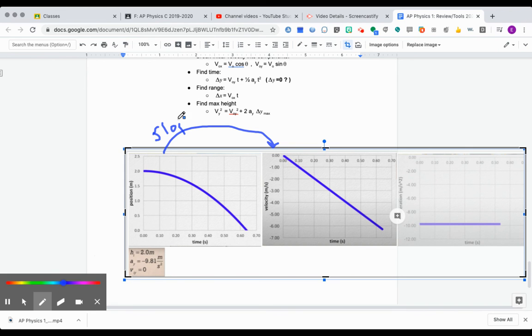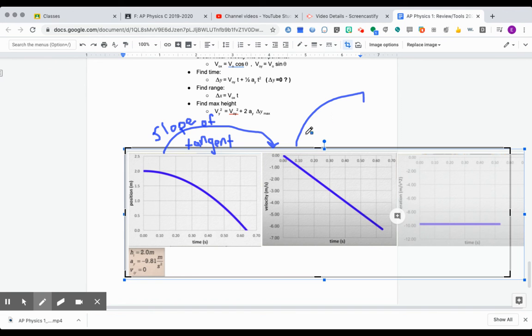To go from position to velocity, we take the slope of the tangent lines if it's a parabolic curve. If it's not a parabolic curve, we can just take the slope of the linear line, and that slope will be equal to the acceleration. So to go from position to velocity to acceleration, we take slopes.